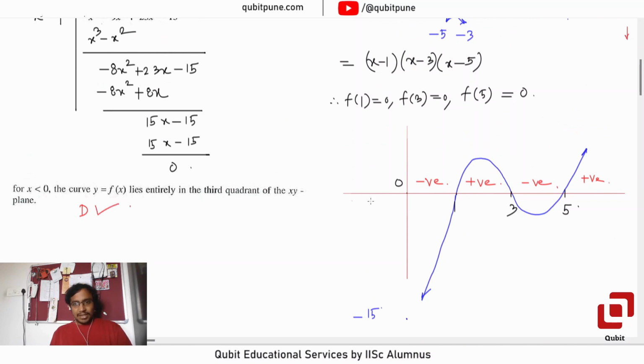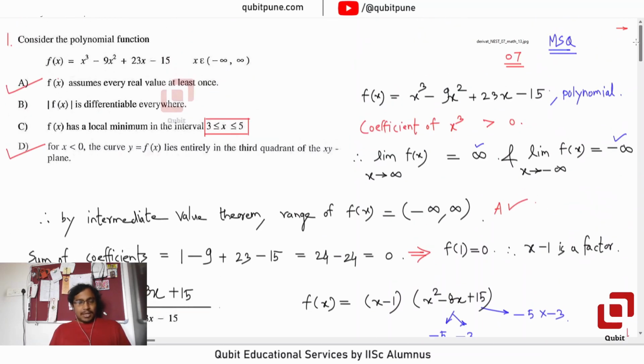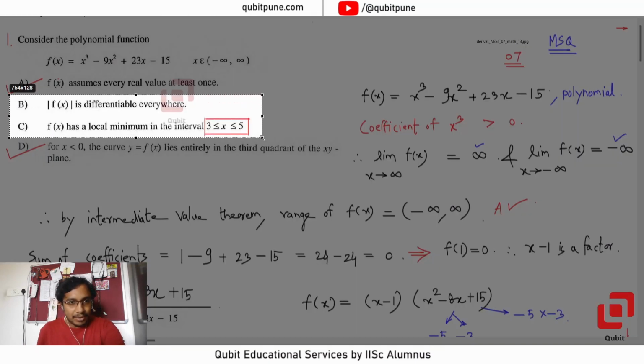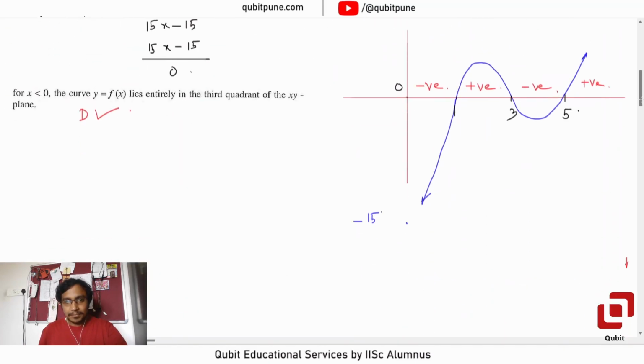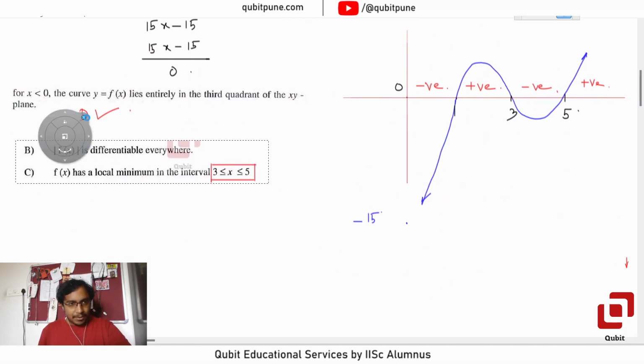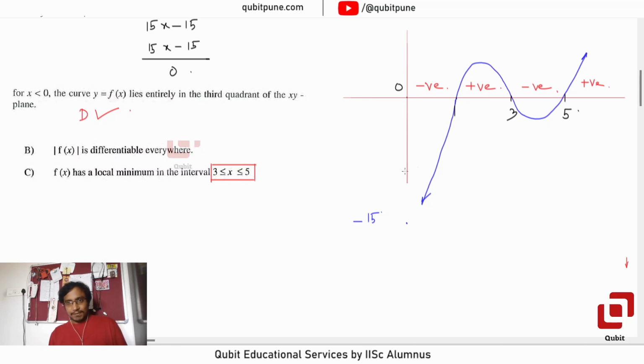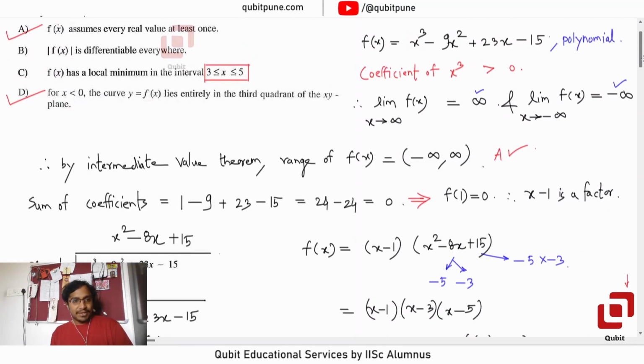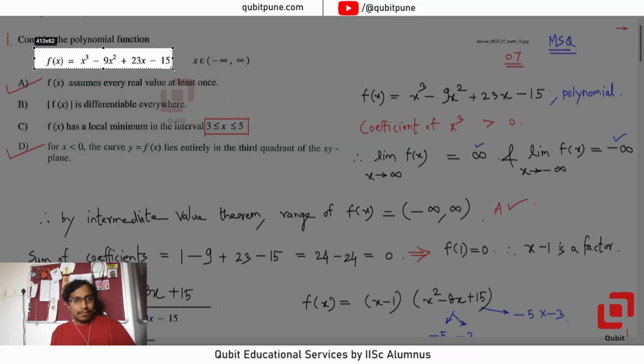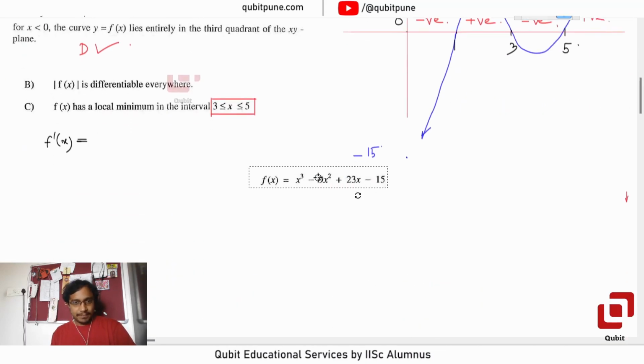Now, based on this particular picture that we have sketched, let us decide which one of the options B and C is true, or both are true. Just to support the shape of the curve that we have drawn, I think we should go for f dash of x. I'll tell you why, but first let us find the derivative of f.